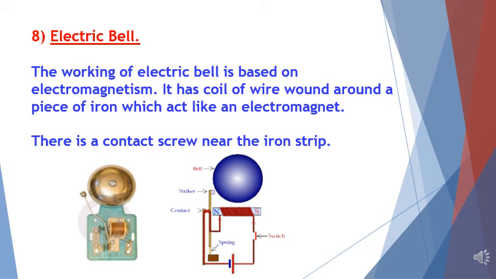However, when the electromagnet pulls the iron strip, it also breaks the circuit. The current through the coil stops flowing in this case. So now the coil is no longer an electromagnet. It no longer attracts the iron strip. The iron strip will then come back to its original position and touch the contact screw again. So this again completes the circuit. The current flows in the coil and the hammer strikes the gong again. This process is repeated whenever we press the bell.